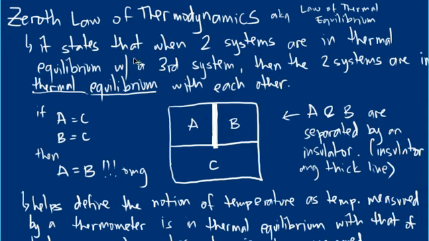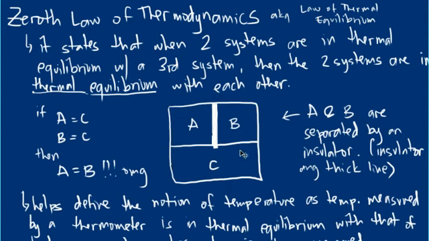states that when two systems are in thermal equilibrium with a third system, then the two systems are in thermal equilibrium with each other. In other words, suppose we have this system A and B. A and B are separated by an insulator. So this thick line here, this is an insulator. So thermal conductivity between A and B is impossible. So they do not interact with each other thermally in any way whatsoever.